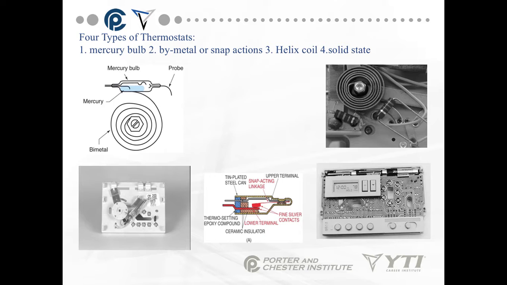So we have four types of thermostats. We have a mercury bulb, we have a bimetal or snap action, we have a helix coil, and we have solid state. And if you look on this slide, all of the pictures are here. Okay, we have our mercury bulb, we have our snap acting, we have a helix coil, and we have a solid state. The solid state is the one you're going to start seeing most of in the field.